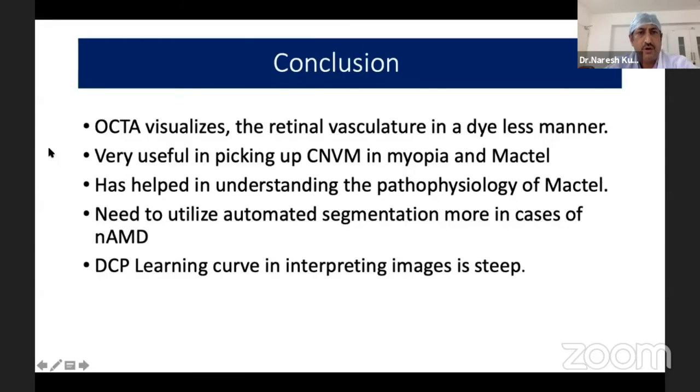So to conclude, OCTA visualizes the retinal vasculature in a dyeless manner. It is very useful in picking up CNVM in myopia and MacTel. It has helped in understanding the pathophysiology of MacTel, and we need to utilize manual segmentation more in cases of neovascular AMD, especially when the CNVM is below the RPE, type 1. And the learning curve in interpreting images is steep. So you need to spend some time with the machine. You have to sit there, then only you can utilize the full utility and the value of OCTA. Thanks a lot for a patient hearing.